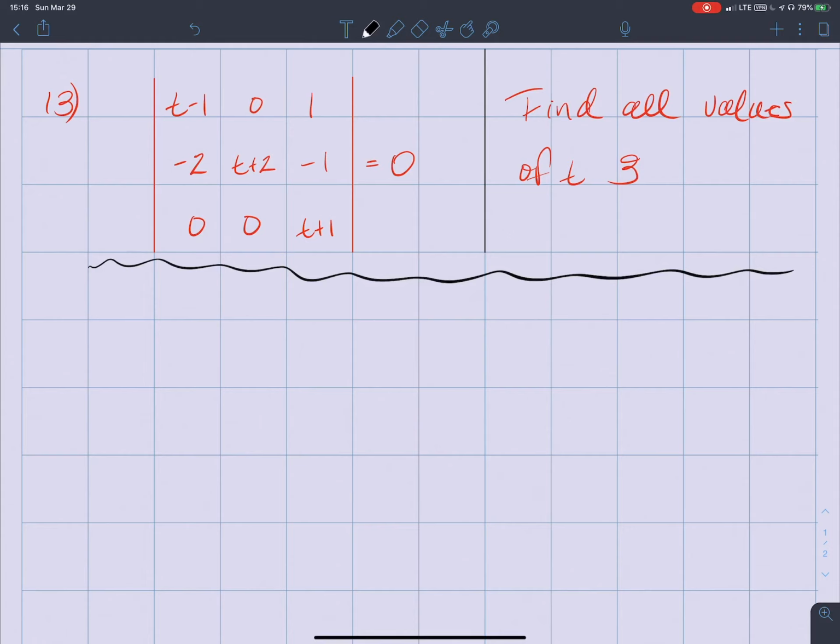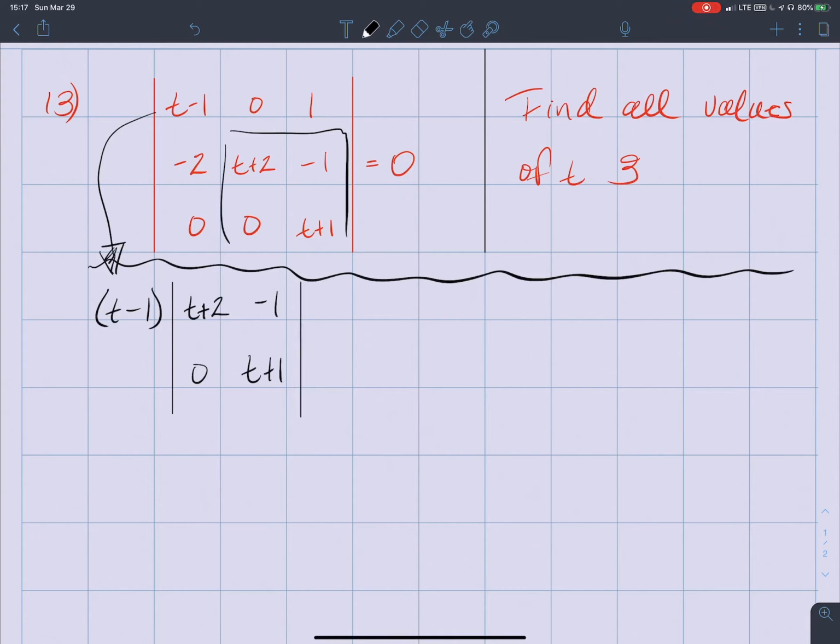But the 3 by 3 is a perfect example of how to break this down. How we're going to do it is we're just going to start breaking things down like this. t minus 1, we're going to pull out from this, and we're going to start making these little matrices. We can think about this as now the determinant of t plus 2 and 0, like I said, we're going to take this little block and make its own little matrix, t plus 1. And we have to take the determinant of this as well.